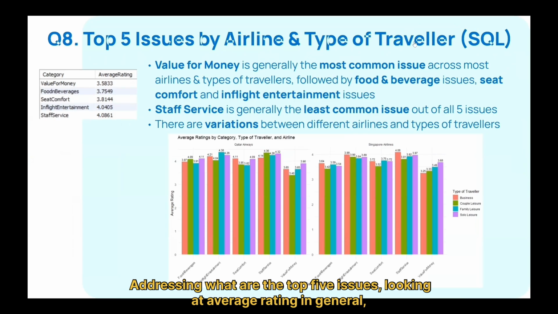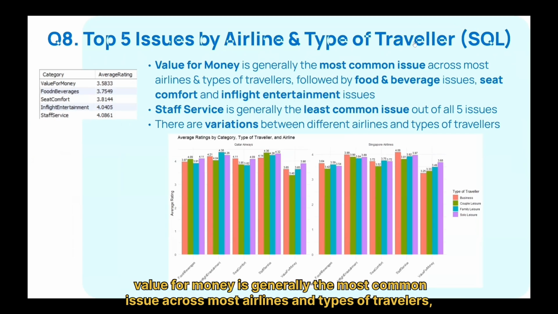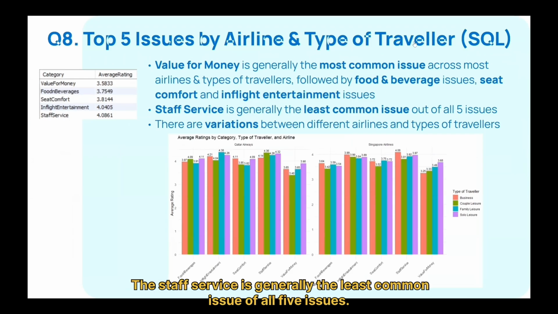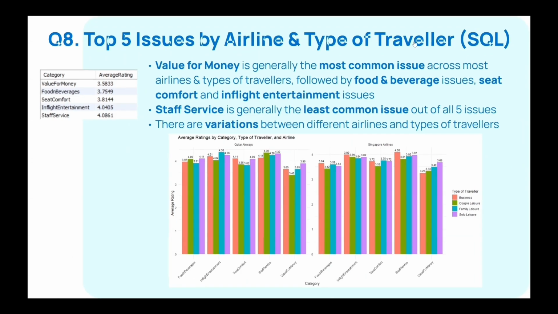Addressing what are the top 5 issues, looking at average rating in general, value for money is generally the most common issue across most airlines and types of travelers, followed by food and beverage issues, seat comfort, and in-flight entertainment issues. Staff service is generally the least common issue out of all 5 issues. However, there are variations between different airlines and types of travelers, as shown in the bar chart showing average ratings over here.